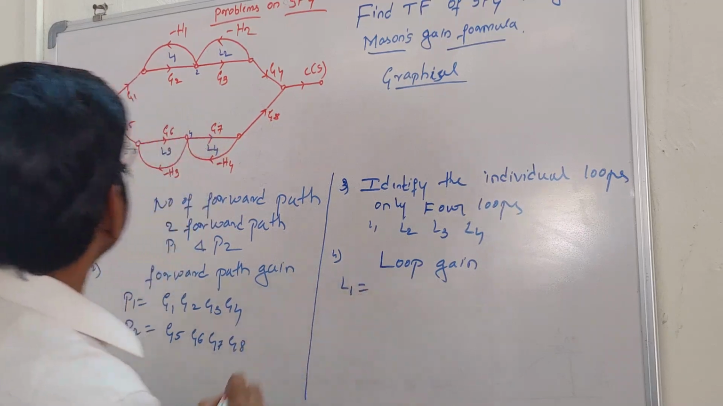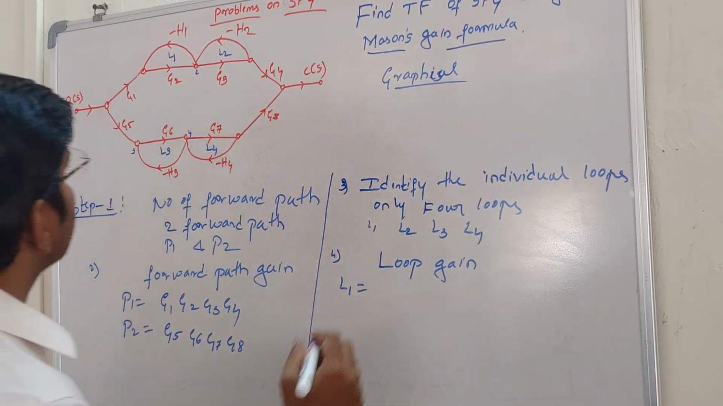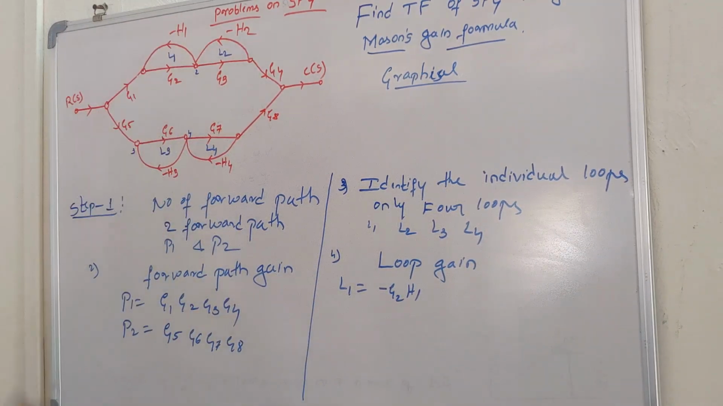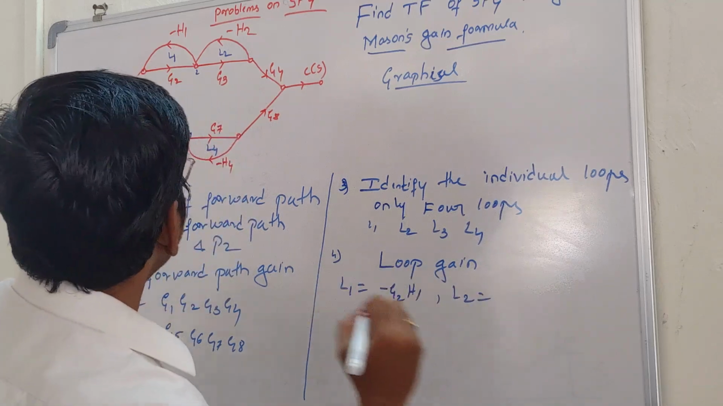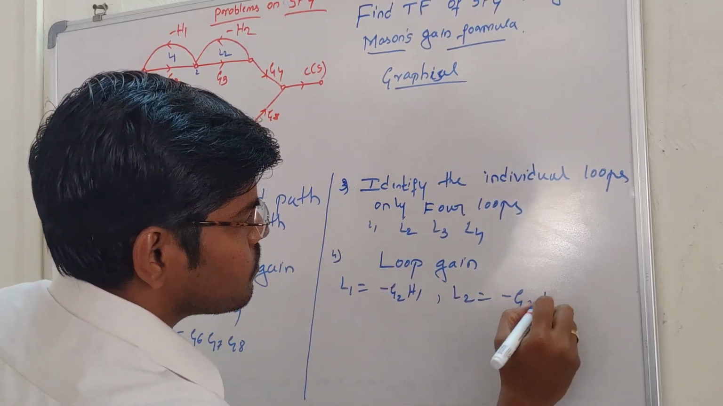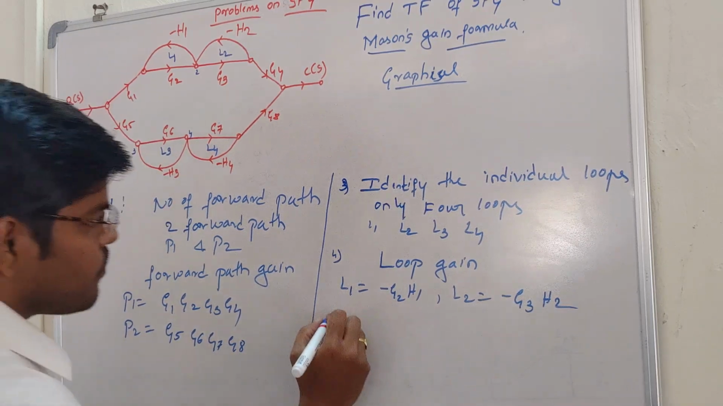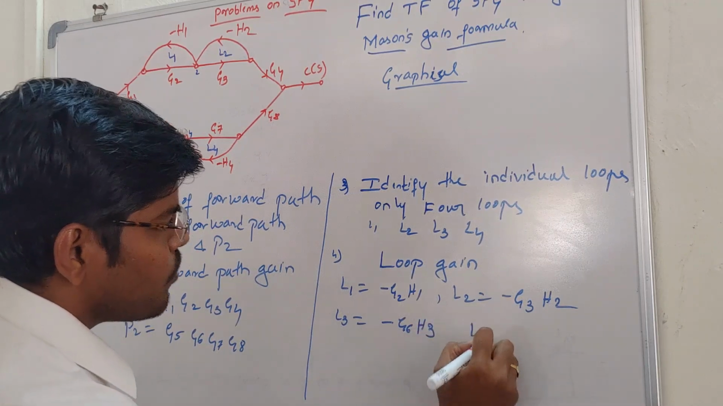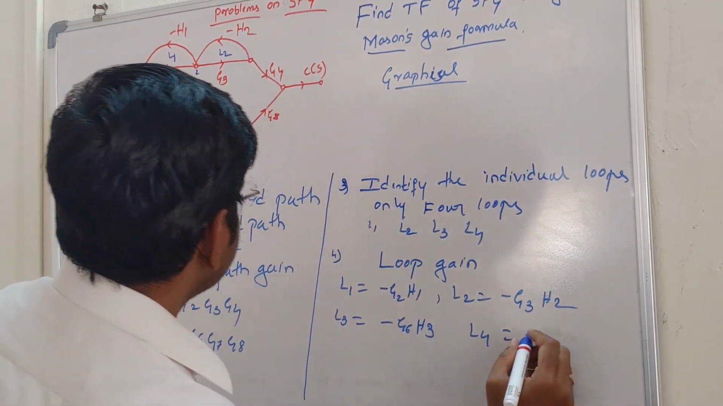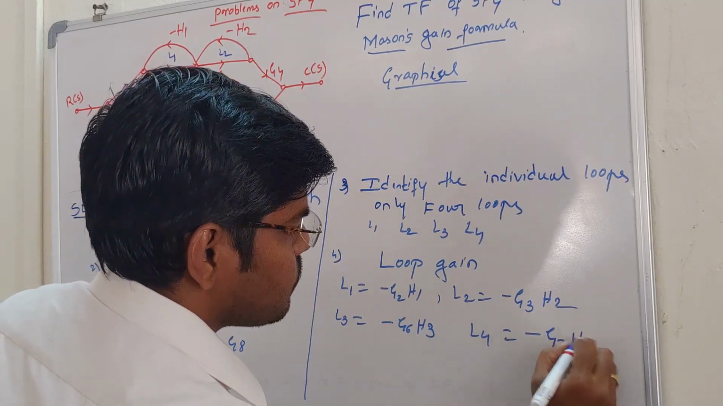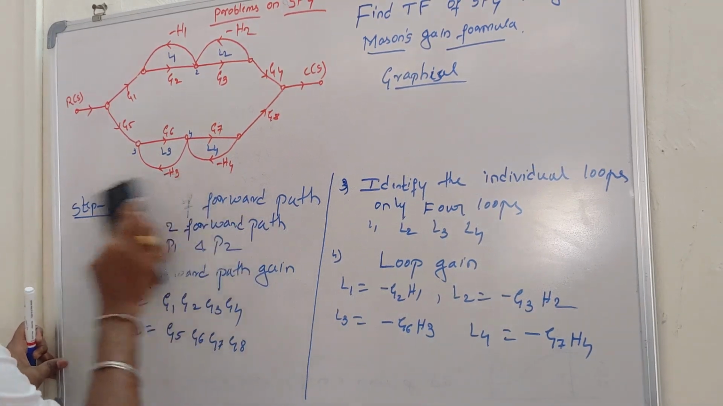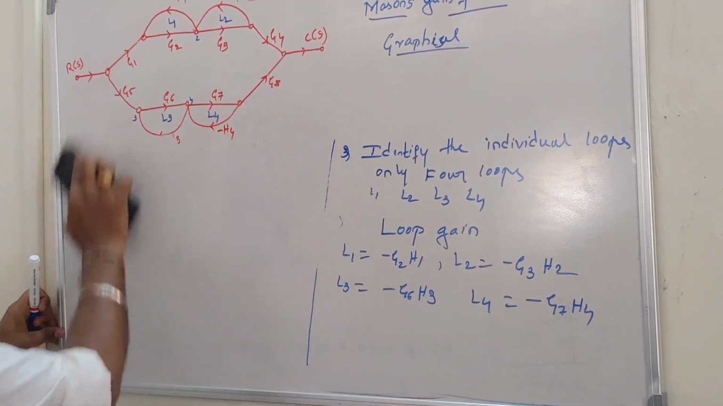The next step in the signal flow graph is to find the loop gains. For each loop, just multiply the individual branch gains. For L1 it is minus G2 into H1, the multiplication of these two branch gains. For L2 we have minus G3 into H2. For L3 the loop gain is minus G6 into H3, and for loop L4 it is minus G7 into H4. So these are the four loop gains in the signal flow graph.